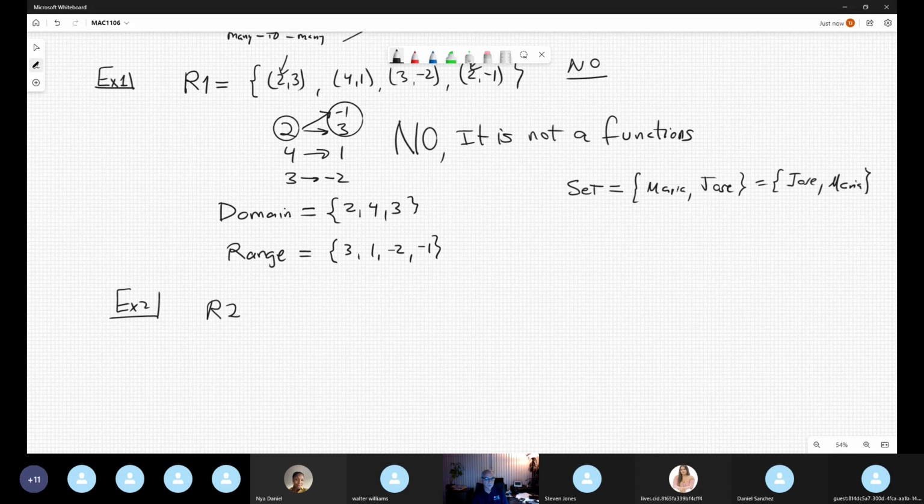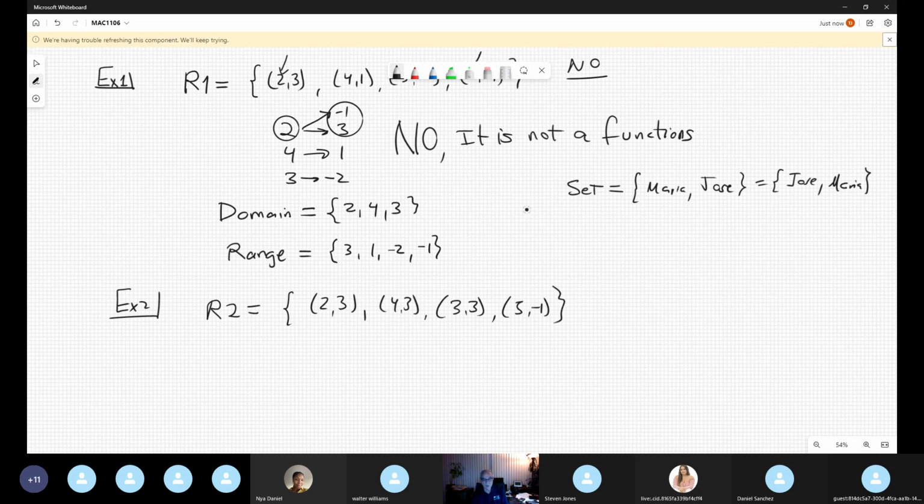Relation 2 is (2,3), (4,3), (3,3), wow, and (5,-1). What do you think? Is it a function or not? And what are the domain and range? Okay, it's a function and the domain is 2, 4, 3, and 5, and the range is going to be 3 and -1. Good, perfect. So she said, okay, yes, it is a function.